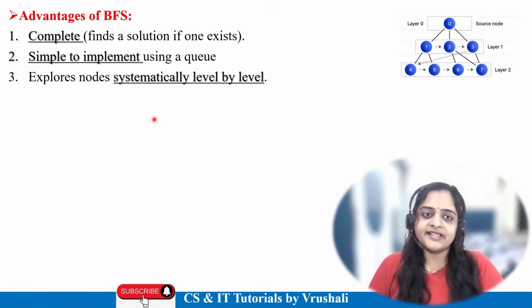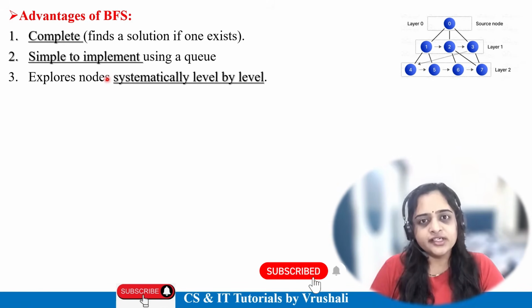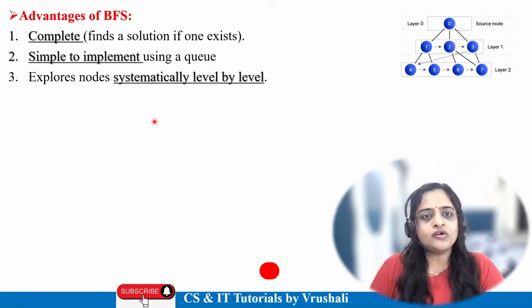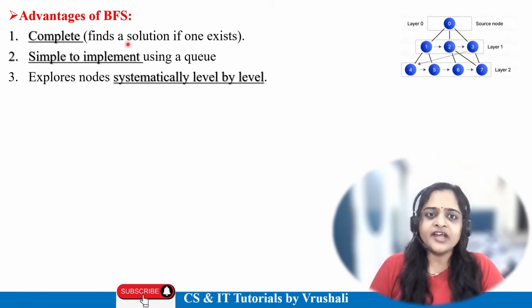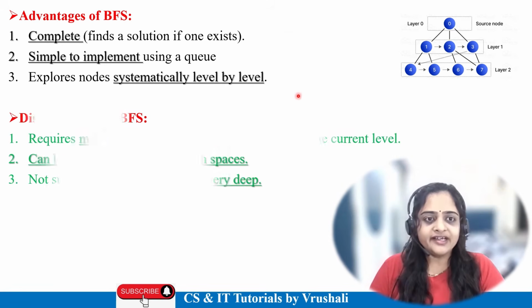Now, as per the advantages, it is very simple to implement because it uses the queue data structure. It explores all the nodes systematically, level by level, and it finds the solution only if the particular node exists. Suppose in this particular graph you have to find node 12, and node 12 is not present here. Then you can't find it, right?